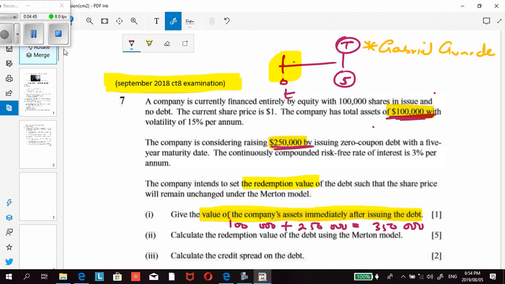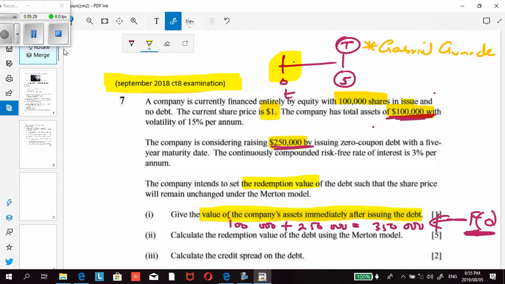Now, what is this? I know people usually confuse this. This is the total value of the company's assets at time 0. So this is your F of 0. It is not what the shareholders of the company will get. Because if you read very carefully, in the question, we have 100 shares for a current share price of $1. So what the shareholders of the company are actually holding at this moment in time, which is S0, is 1 times 100 shares, which is $100.